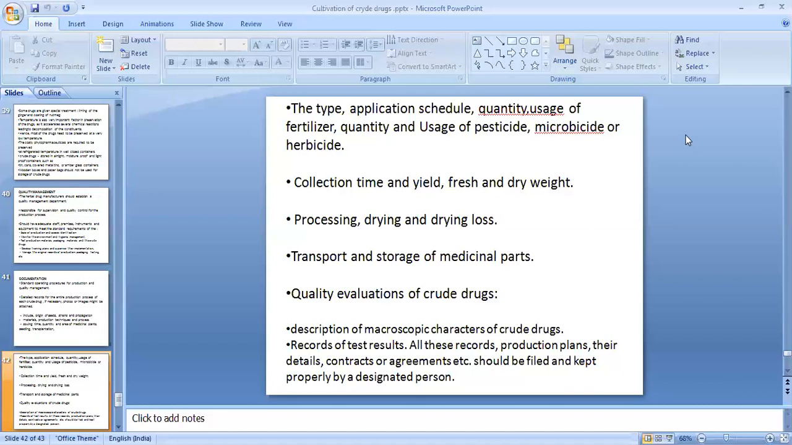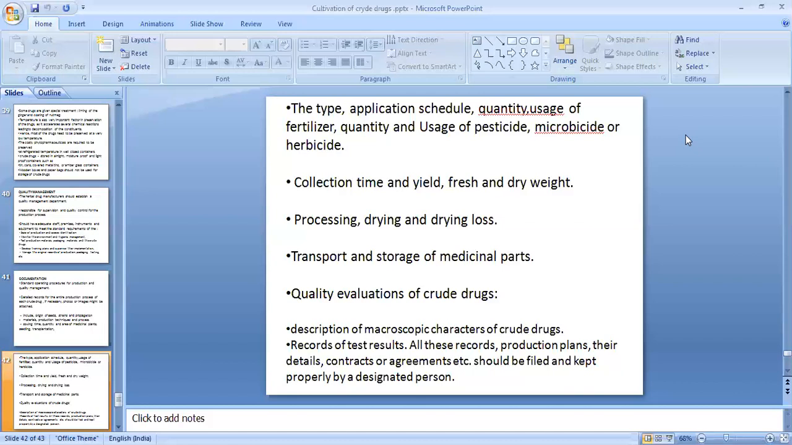And also the records should be maintained on the transport and the storage of the medicinal parts of the plants. And also the evaluation reports on the quality control of the crude drugs should be maintained. So what kind of evaluation reports can be maintained? That is the description of the macroscopical characters of the crude drug. Or suppose if identification tests or quantitative determinations are done, the records of these results have to be maintained.